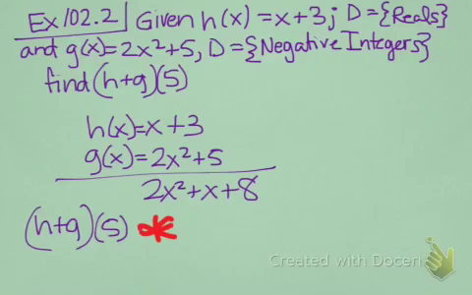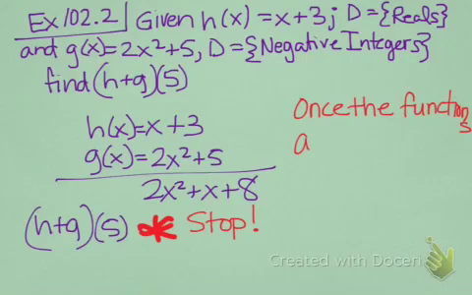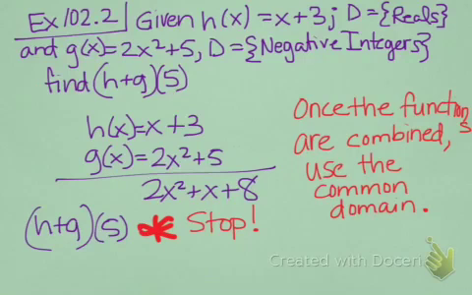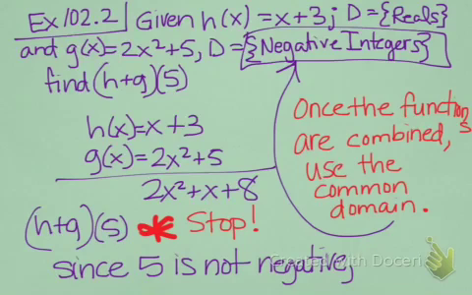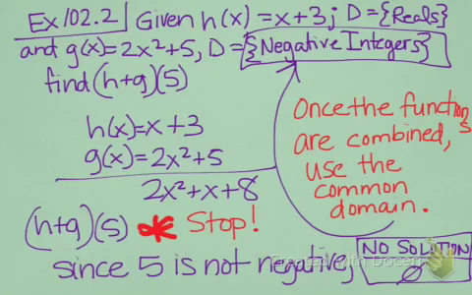Now, at this point, we need to stop. Before we put an input in, we need to check our domain. When we look at the reals and the negative integers, the only thing they have in common is negative integers. So our new domain is negative integers. So we have to stop. Once the functions are combined, we have to use the common domain, and the common domain is negative integers. So 5 is not negative, therefore there is no solution to this problem.